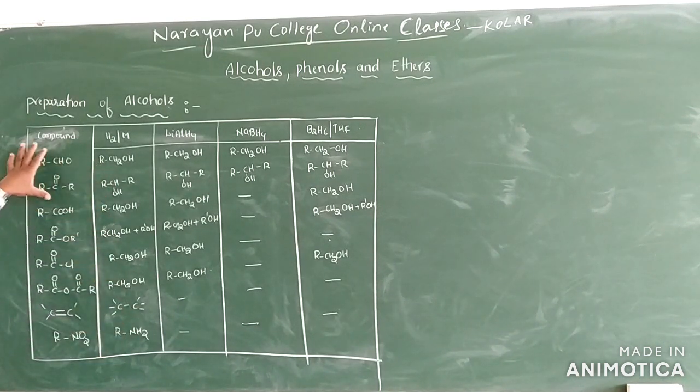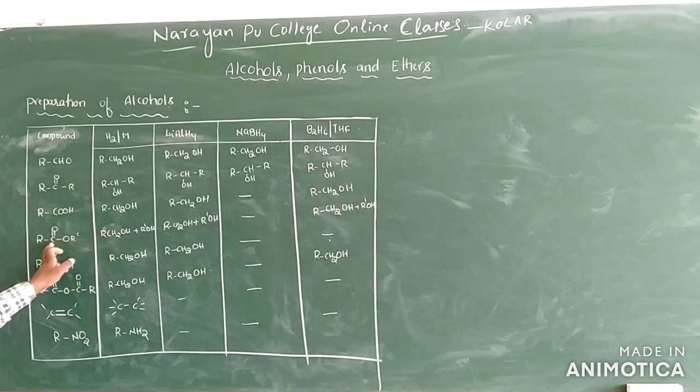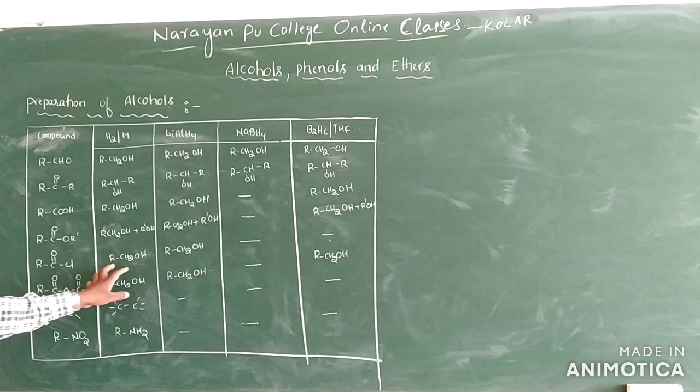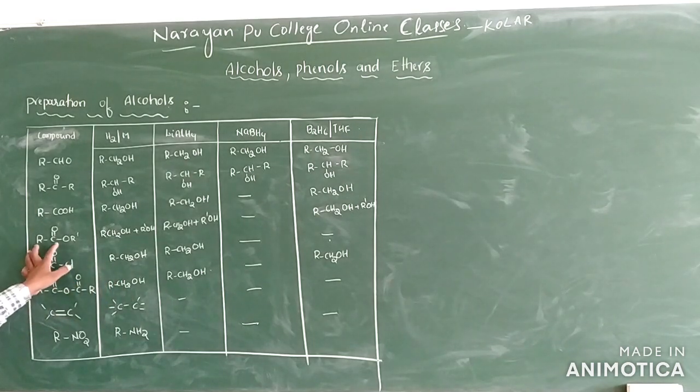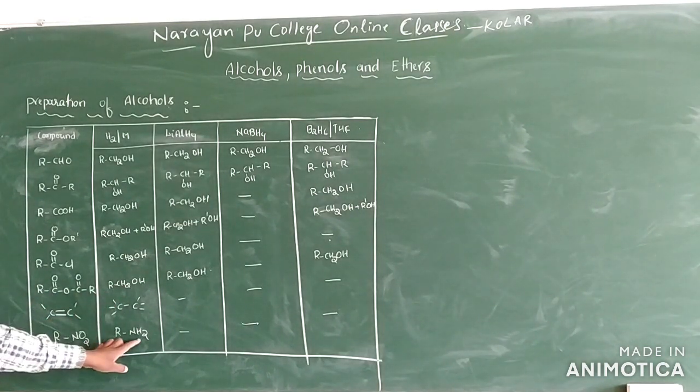See, it reduces all the compounds into the respective products. Aldehydes give alcohol, ketones give secondary alcohol, acids give alcohol, and esters give 2 types of alcohol. Acid chloride and acid anhydride are also converted into alcohol. All are converted to alcohol. Double bond is converted to single bond. NO2 is converted to NH2.